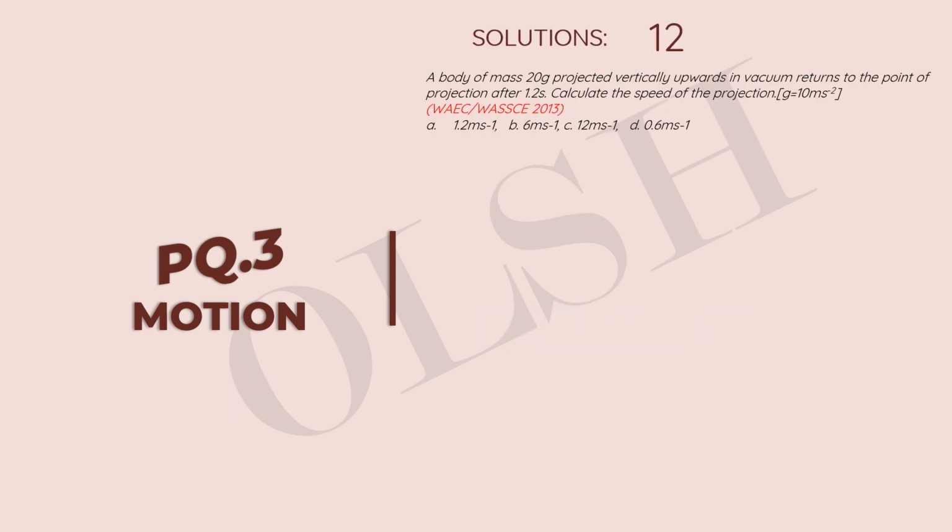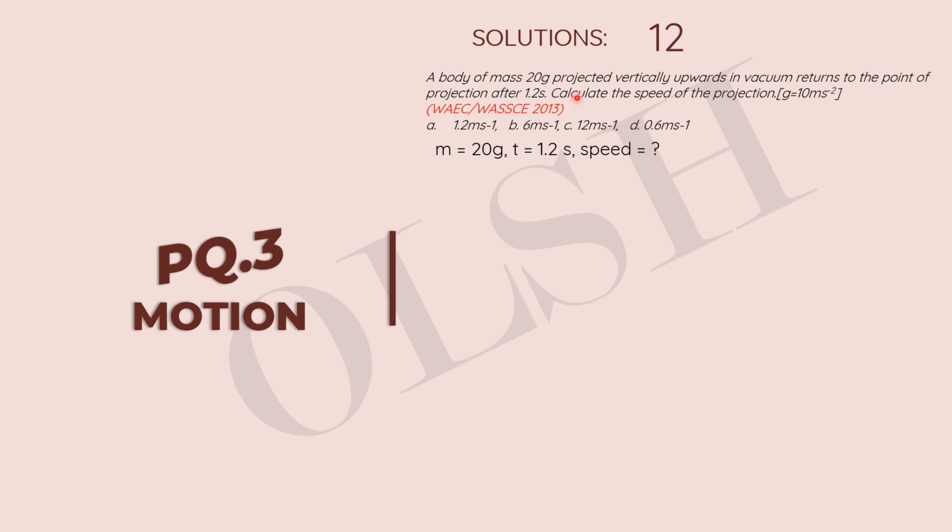A body of mass 20 grams projected vertically upwards in vacuum returns to the point of projection after 1.2 seconds. Calculate the speed of the projection. Okay, we're given gravity as 10 meters per second squared. Alright, so of course, let's try to bring out our variables. It's usually better you write down your variables first. The problem becomes clearer to you that way. So we have mass to be 20 grams. We have time to be 1.2 seconds. And we are asked to find speed.